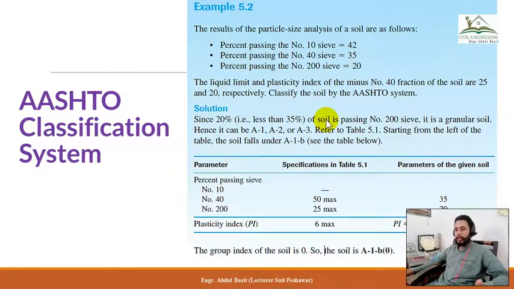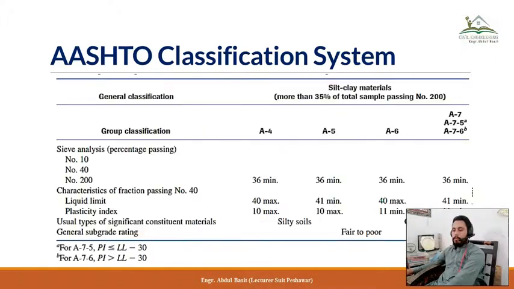How will you do it? Simple. The first step is to decide which table to use. Either to use the table for granular material or the one for silt and clay material. Which one should be used? Here is the answer. Number 200 sieve passing is 20, as given. Since it is less than 35, it is a granular material. You will use this first table, which is this one.